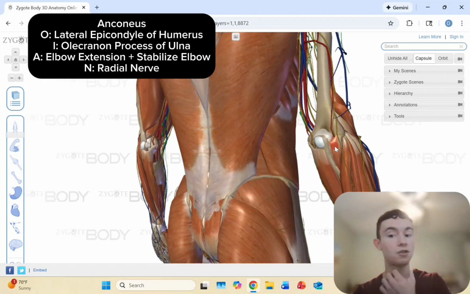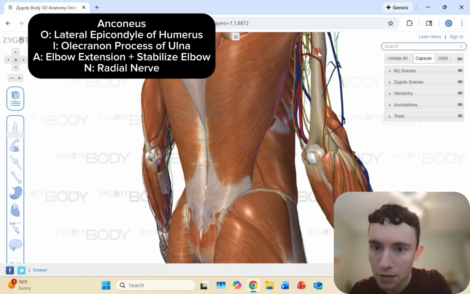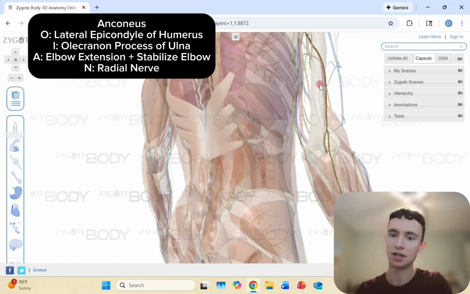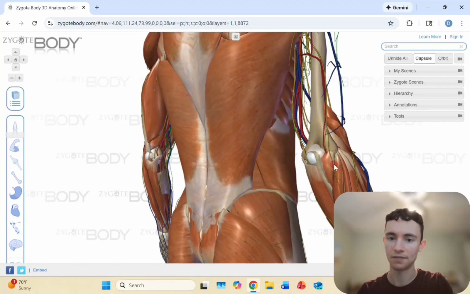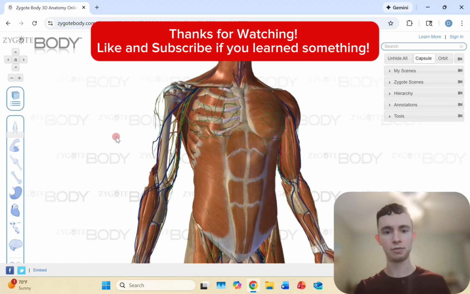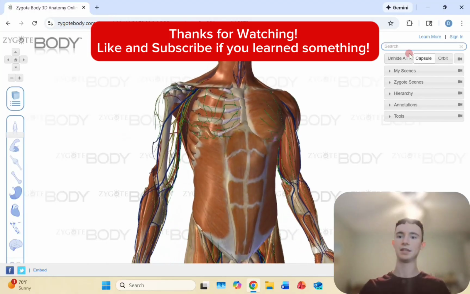It's also innervated by the radial nerve, which we can visualize right there. It runs under all the tricep muscles here, and then you can see how it crosses and innervates that anconeus right there. And those are all the major muscles of the anterior chest wall and the entire upper arm.